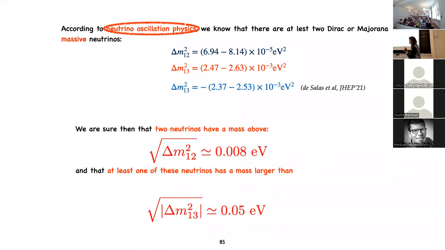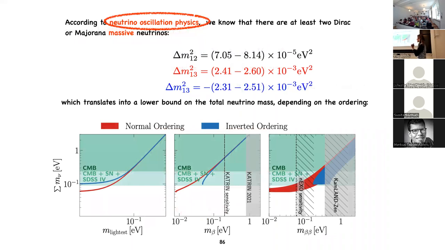And these measurements of neutrino oscillation physics imply that we are sure that two neutrinos have a mass above the solar mass splitting, and that at least one of these neutrinos has a mass larger than 0.05 eV. Okay, so the measurements from oscillations are used as a lower bound on the total mass of neutrinos. This is translated, as it's written here, into a lower bound of the total neutrino mass depending on the ordering. So here I show you three plots, okay? The first one shows the total neutrino mass versus the mass of the lightest neutrino, for the normal ordering in red and for the inverted in blue, with current constraints.